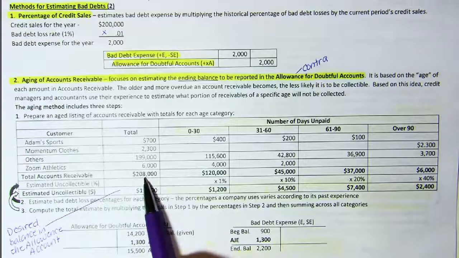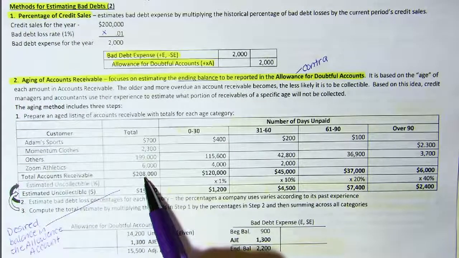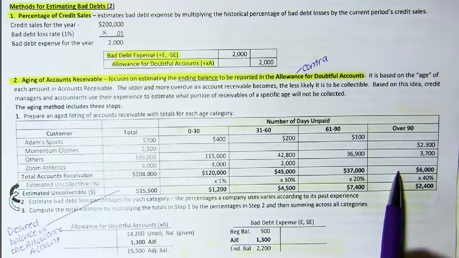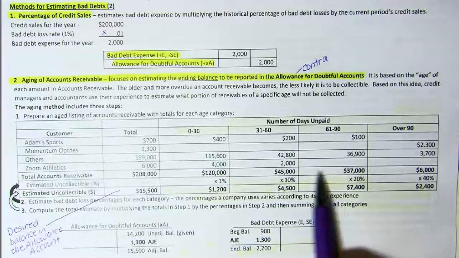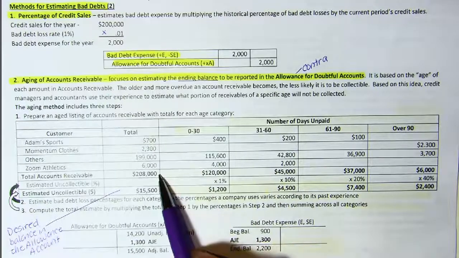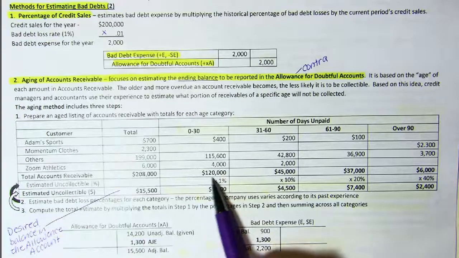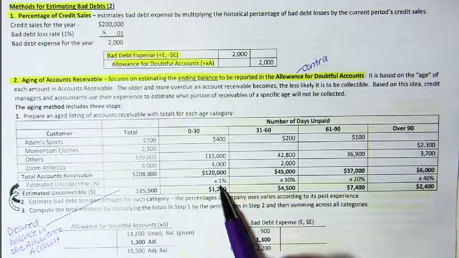So here's the total amount owed to us in accounts receivable, and that should match the general ledger accounts receivable account. Here are the amounts in each of those aging categories. If you add them all up, they come to $208,000. Now we multiply each aging category by the percent we think we won't collect of that category.